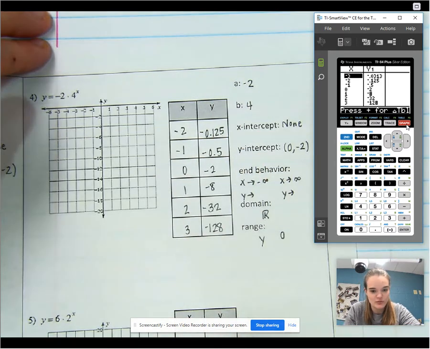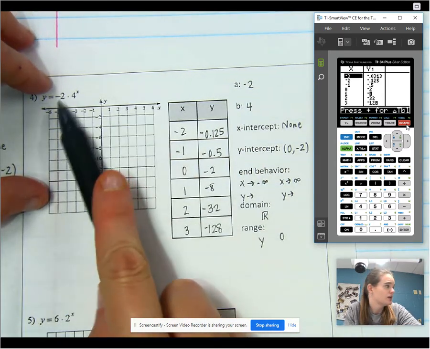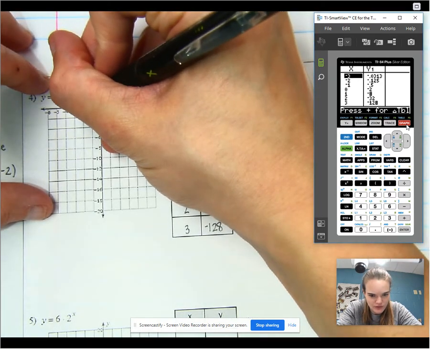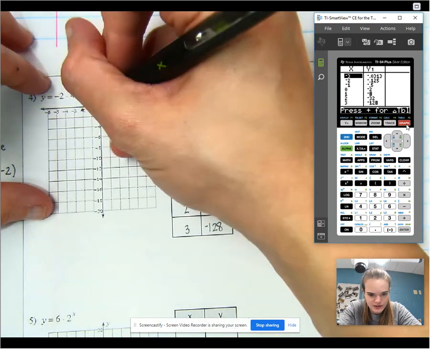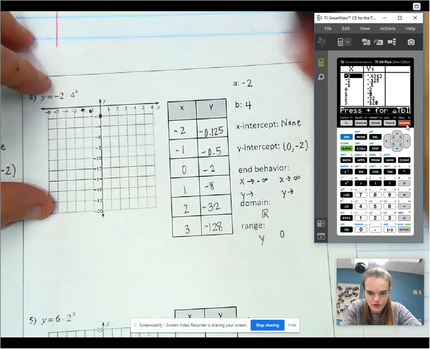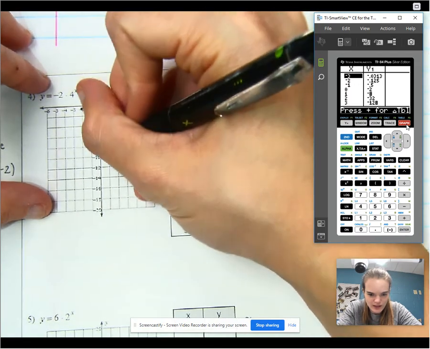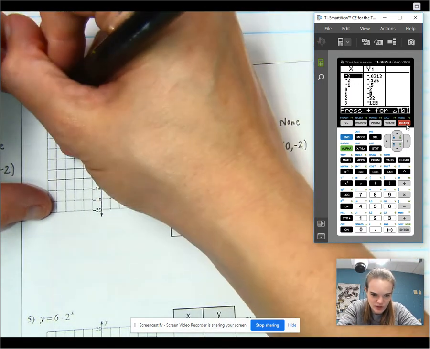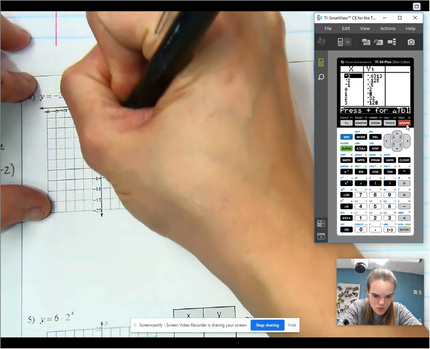These are the same numbers as what we just had. It's just because it's a negative, it's going to be pointing down instead of pointing up. So negative 2, negative 0.125, negative 1, negative 0.5, 0, negative 2, which is our y-intercept, 1, negative 8, and we can't graph 2 because it's negative 32 all the way down here somewhere.